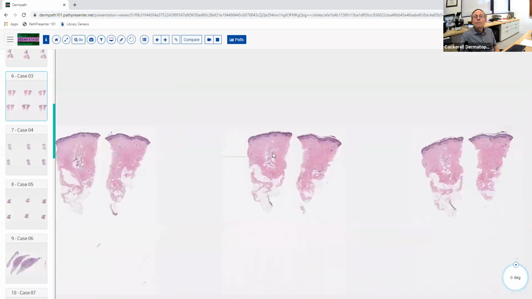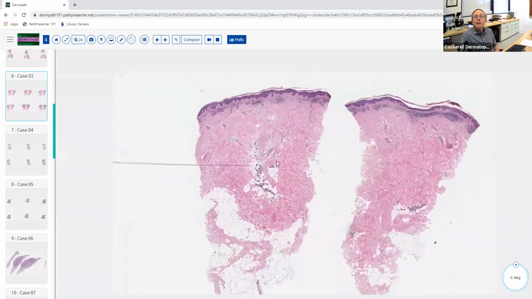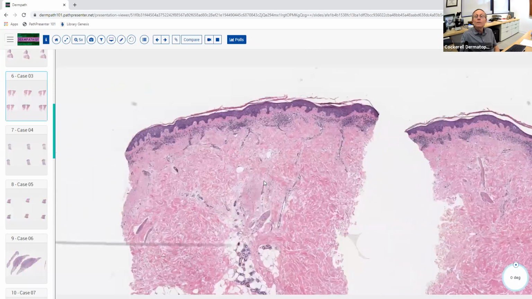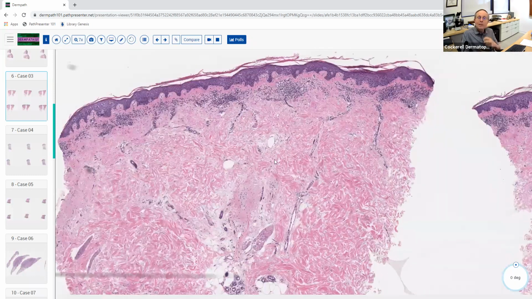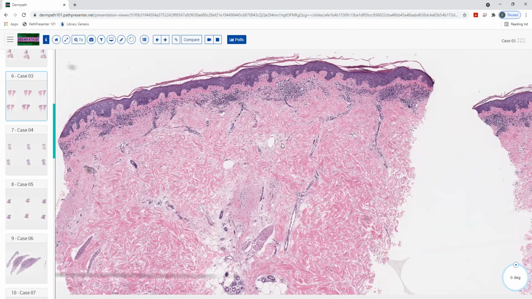Okay, good. All right, we've got the next one here. This is a beautiful example of this entity. I can take this one, Dr. Cockerell. This is Carly. Yeah.